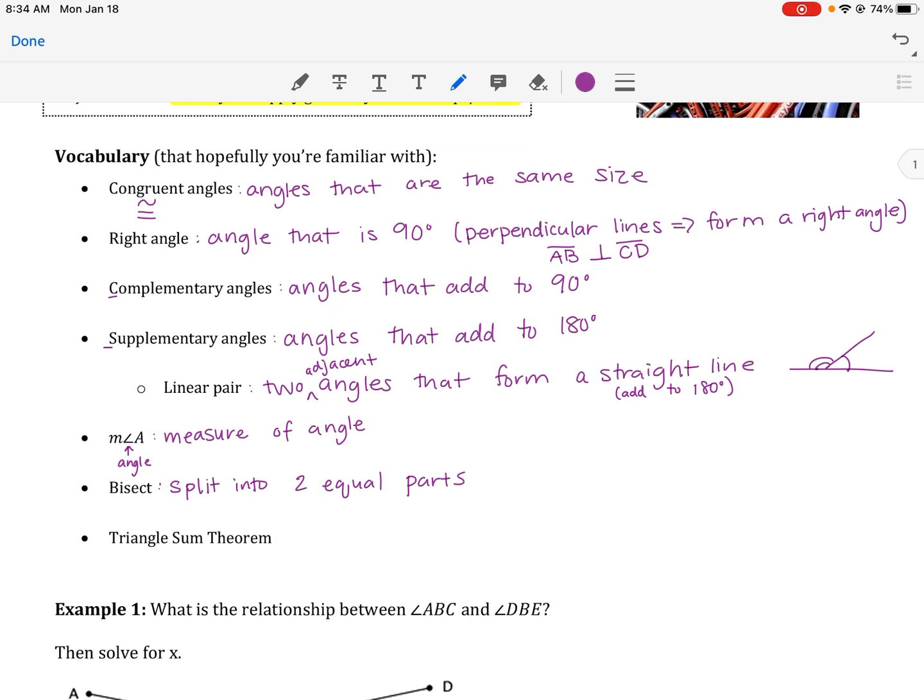And last but not least, the triangle sum theorem. If you think about a triangle, this is adding the angles. So the angles in a triangle add to 180. I think it's interesting to notice there, we don't usually call those supplementary, because usually with supplementary we're just talking about two angles. But yeah, we have three angles in a triangle.